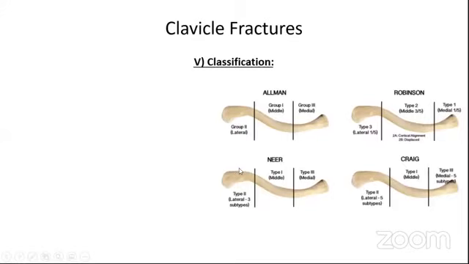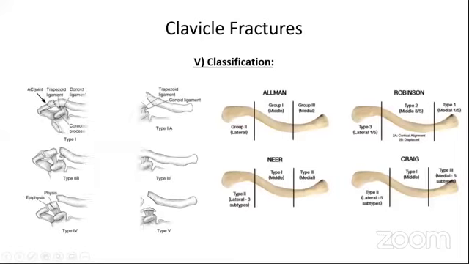So if we go to Neer's classification of the lateral third fractures, he classified the lateral clavicular fracture into five parts. The first one is lateral to the conoid and trapezoid ligaments, the CC ligaments, and it's apparently stable. Type 2A is lateral or medial to the coracoclavicular ligaments, and it's unstable, and the AC joint is slightly affected.